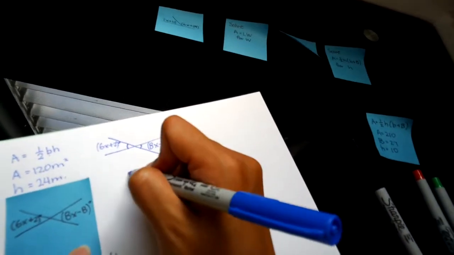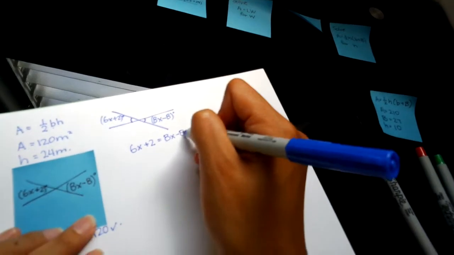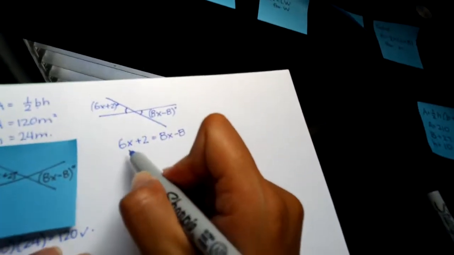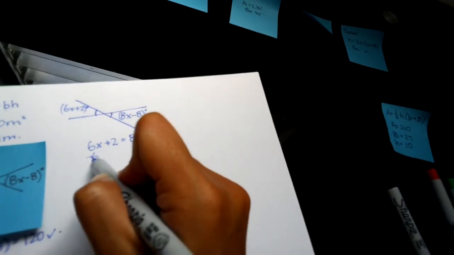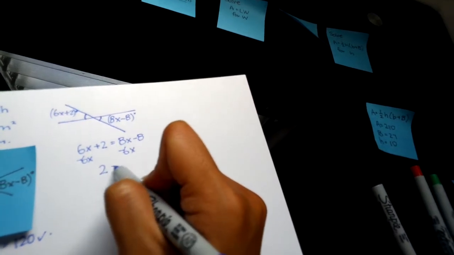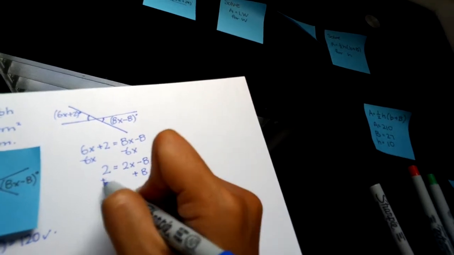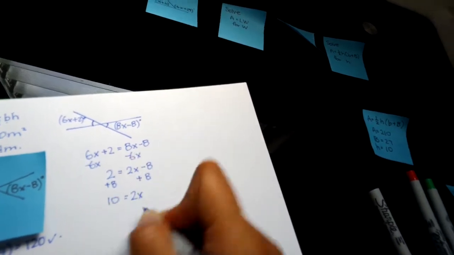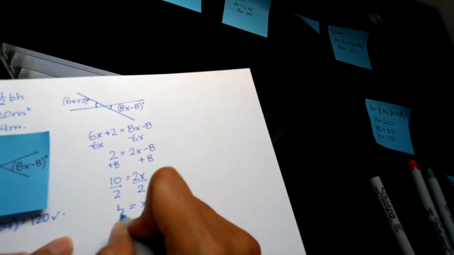So we can say that 6x plus 2 is equal to 8x minus 8, and now solve for x. Once we know that, we can find out what the degree is. Whichever way you want, but I'm going to subtract 6x first. That gives me 2 equals 2x minus 8. I'm going to add 8 to both sides to isolate 2x. So 2x equals 10. Finally, I'm going to divide each side by 2, and I get x equals 5.